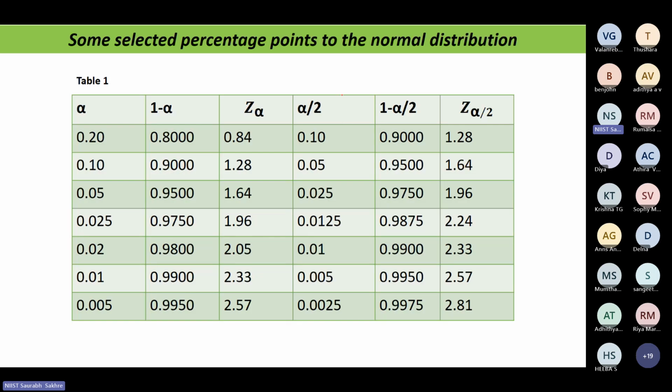Now I have created one table for different values. Suppose my alpha is 0.20. So of course my 1 minus alpha will be 0.800. Corresponding to 0.800, my z will be 0.84 from table A3. Now I did half of it. So 0.20 divided by 2 is 0.10. Then again I deducted the 0.10 from 1, so it is 0.900. And corresponding to 0.900, my z alpha by 2 will be 1.28. This is also from A3.